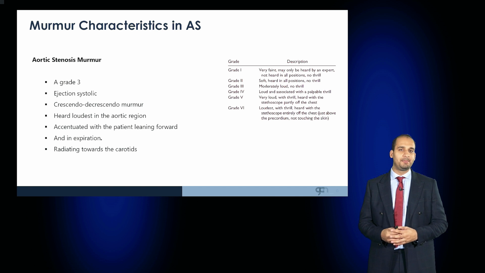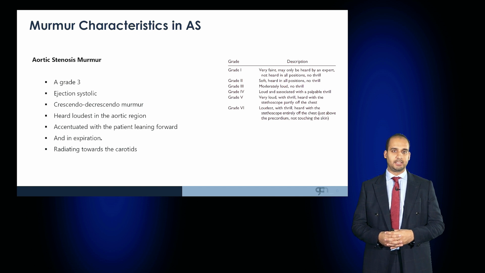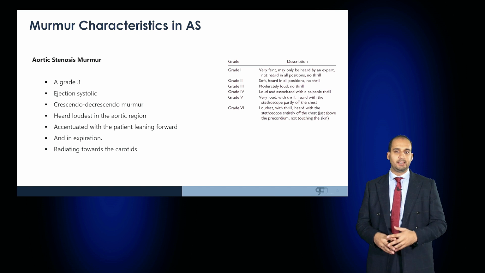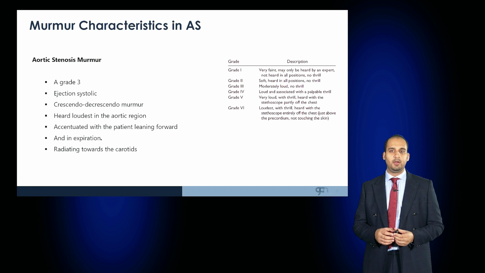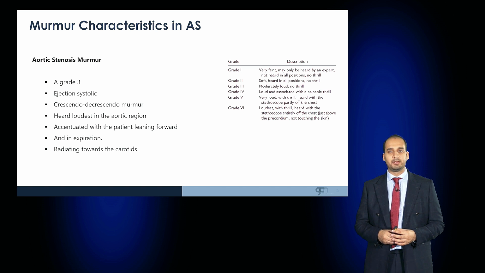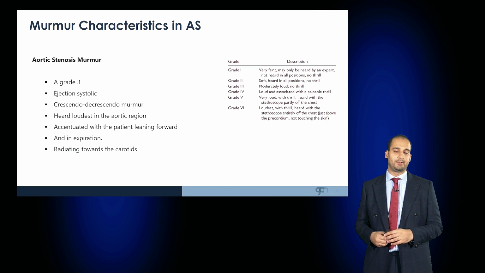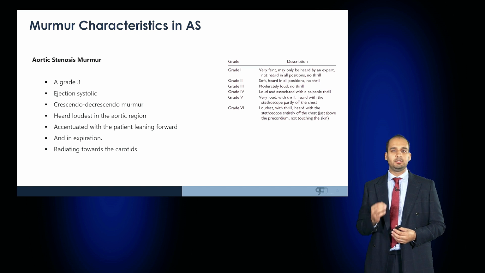Comment on the key murmur characteristics found in aortic stenosis. Grade the murmur using the standard grading system. This is grade 1 to 6. Grade 1 is a very faint murmur which may only be heard by an expert or not at all, and only picked up on echocardiography. Grade 2 is soft, heard in all positions, but does not have a thrill.